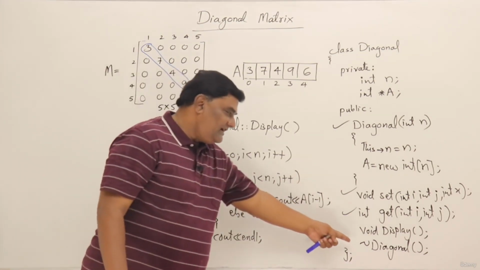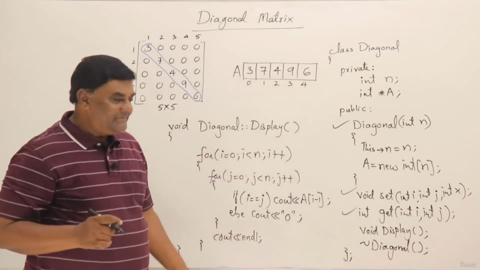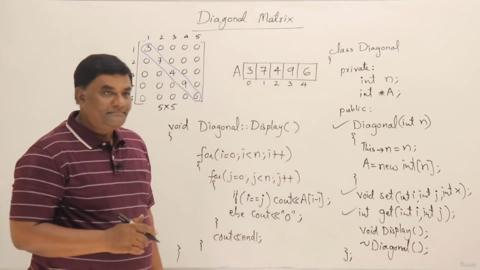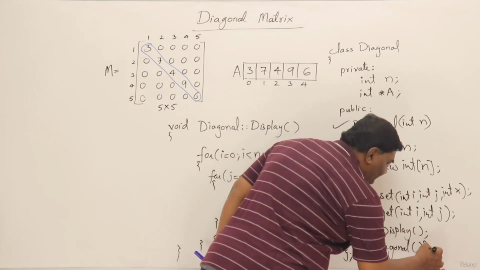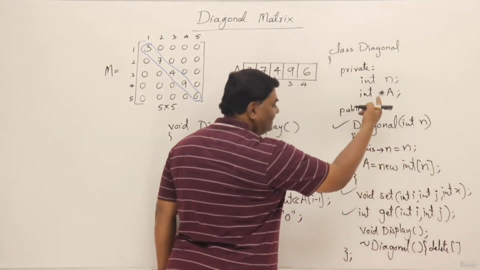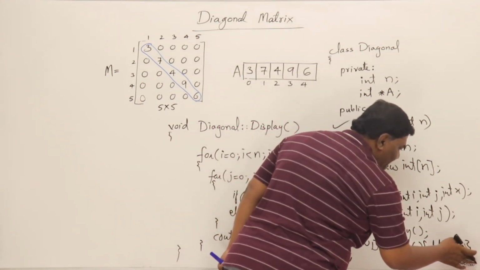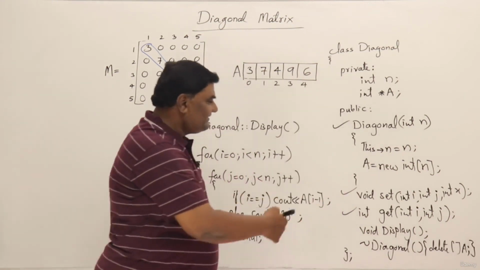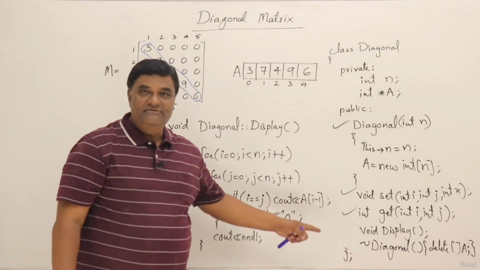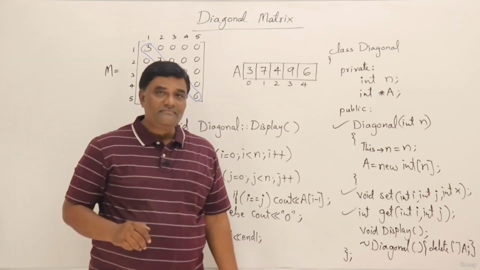Then I have this last function, that is the destructor. It should have just a simple statement, so I'll explain it there only. I just have to say delete this array A. The one that is dynamically allocated should be deallocated. So just a single statement inside that function, so I have explained it there itself. So that's all for our diagonal matrix.